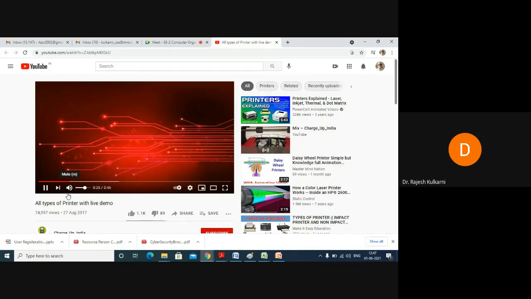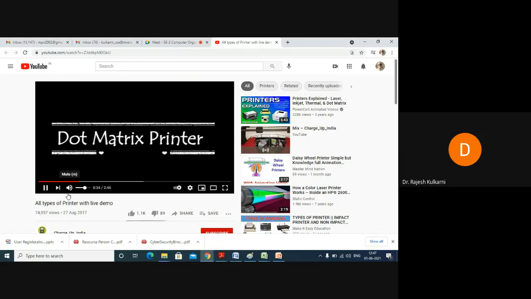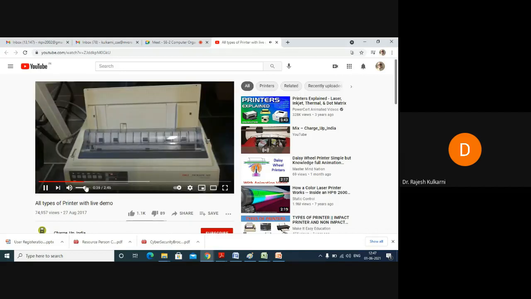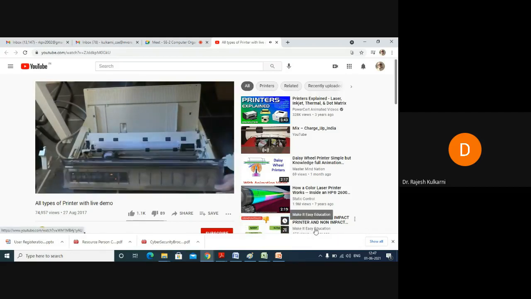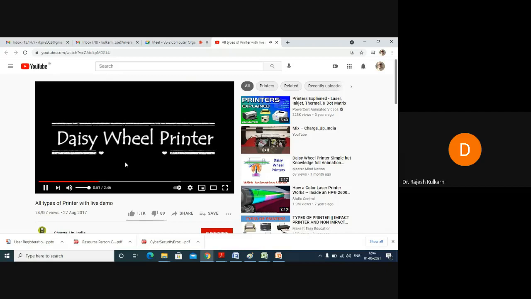I'm just showing you the video so that you will be able to connect, because I am 90% sure that you have not seen these old printers like the dot matrix or daisy wheel printer. So let us check it. This is your dot matrix. As you can see here, it has a lot of dots. Those dots will form a pattern. The next one is this daisy wheel. Observe.